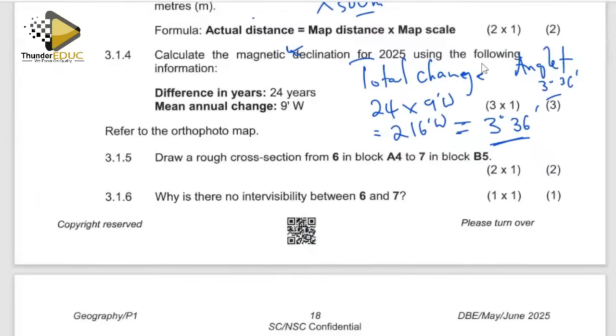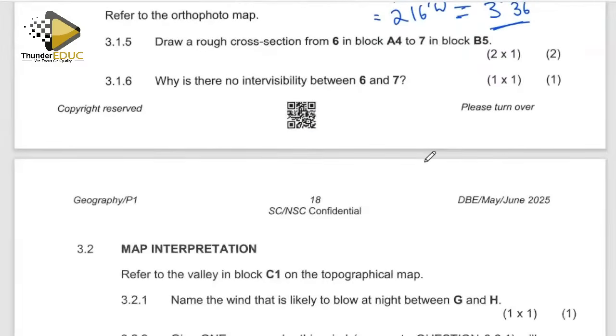Where you see your contour lines are closer to each other, it means that is a steep sloping area. Where you see your contour lines being general, being further apart, that implies that it's a gently sloping area. That is how you can draw a rough cross-section. Then, is there intervisibility? When you're talking of intervisibility, you are saying, can you see 7 from 6?